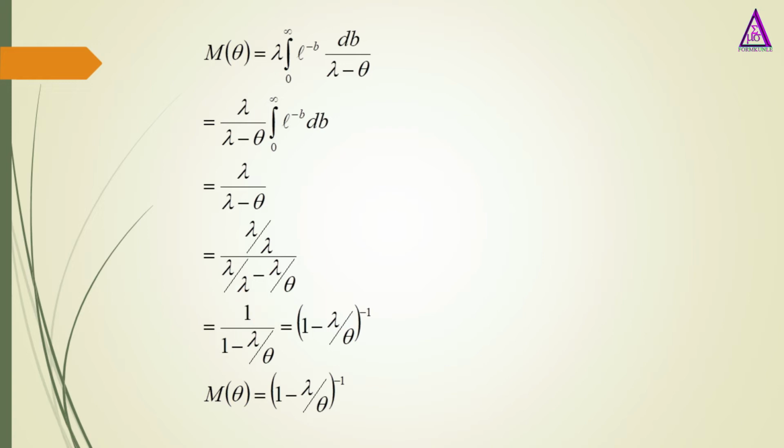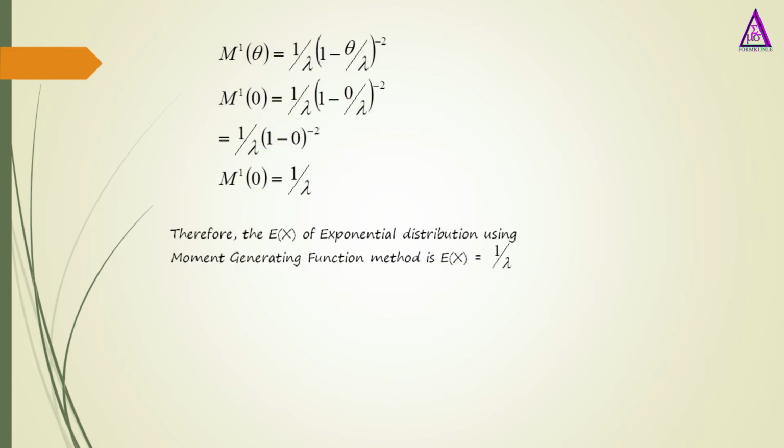So therefore, our moment generating function equals the bracket 1 minus theta divided by lambda close the bracket raised to the power of negative 1. So when we differentiate the moment generating function of the exponential distribution once, and when we equate theta to 0, we have this. So therefore, the expected value of the exponential distribution using the moment generating function method is 1 over lambda.